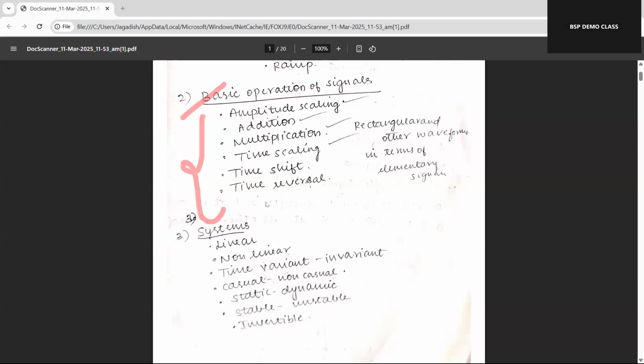And then we will be learning the last part of the chapter, that is systems. In systems, you have to learn about linear. We will call the system linear whenever it obeys the superposition theorem. Non-linear means it doesn't obey. Time variant and invariant we will be learning, like present and past, causal and non-causal, static and dynamic, stable and unstable, invertible. So this much is there from module 3 topics. Okay, understood?